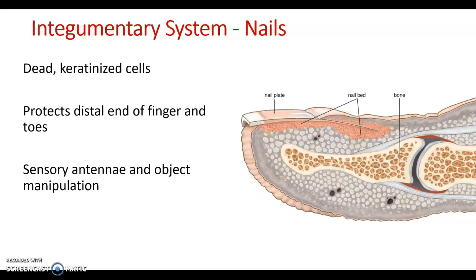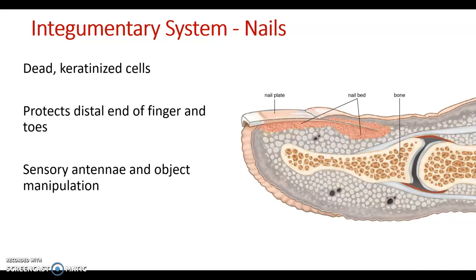Nails, just like hair, are made of keratinized dead skin cells derived from the epithelial cells. So they make up the region called the nail bed. And they protect the distal end of our fingers, so the end furthest away from the joint. And while the cells that make up nails are dead and cannot sense anything, they are embedded in highly sensitive tissue and can sense even the slightest bit of pressure.